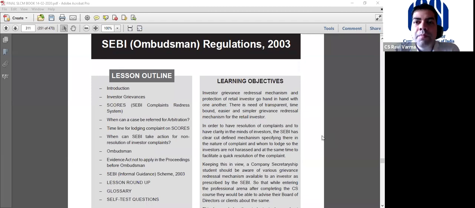Instead of the ombudsman regulation, there is a system called SCORES. When we say scores, we all get confused, because in our life scores matter a lot. We all need to score high, we always think of that only. So SCORES means SEBI Complaints Redress System. S stands for SEBI, CO stands for complaints, RE stands for redress, S stands for system. So this is called SCORES.